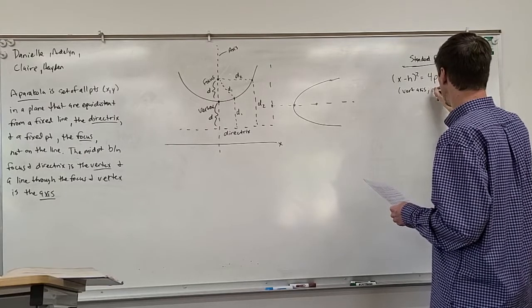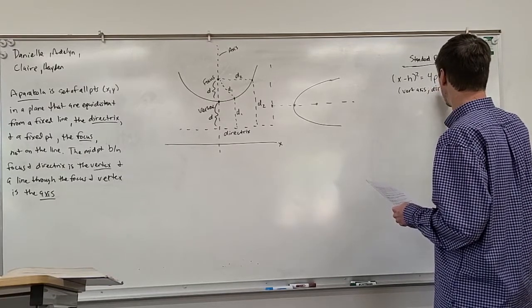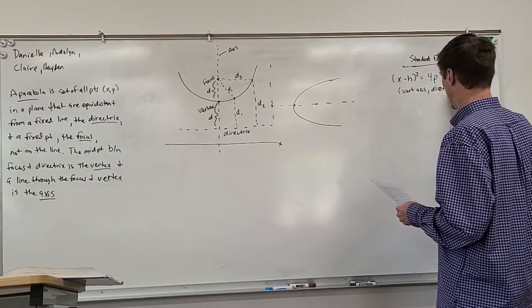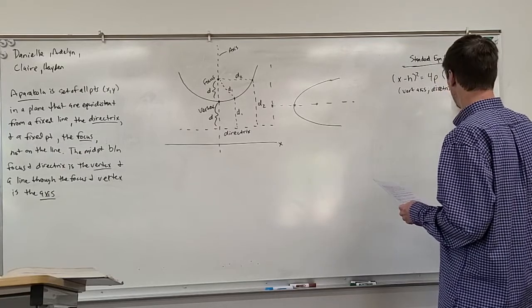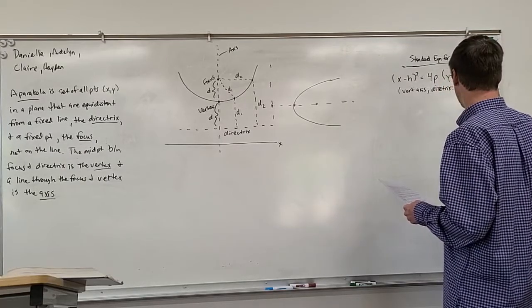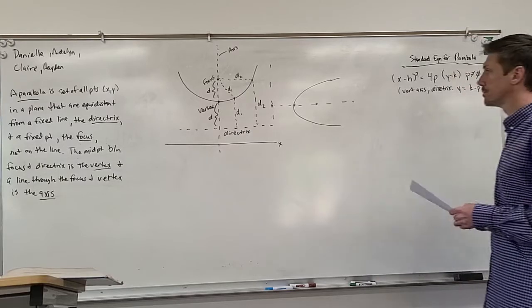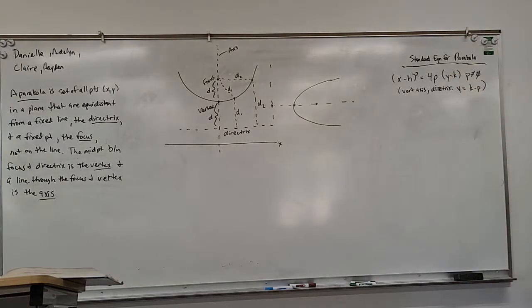And in that case, the directrix is going to be y equals k minus p. Because remember, if we have a vertical axis, then the directrix is going to be parallel to the x-axis. And so it can be defined as just a line which has a value of y equals k minus p.